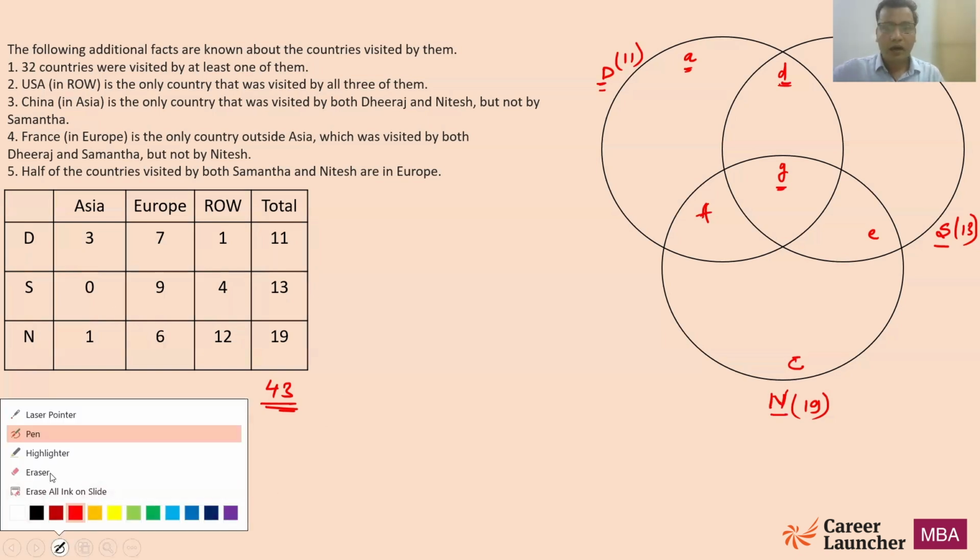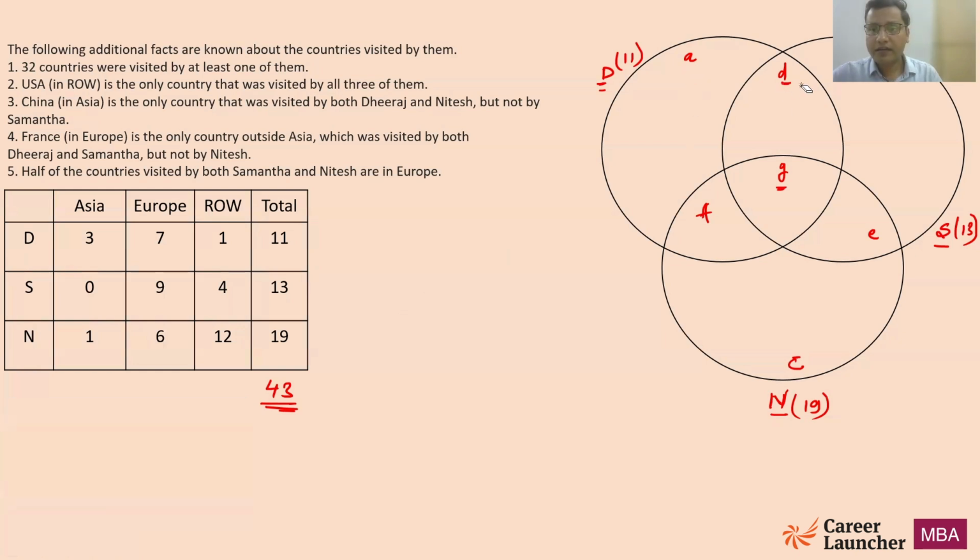Now let's quickly read the statements given to us so that we can extract some data. First, 32 countries were visited by at least one of them. I have already explained this statement. That means the combination of all three: only Dheeraj, only Samantha, or only Nitesh, and the combination of two or the combination of three. So looking at the first statement, I can derive an equation out of that.